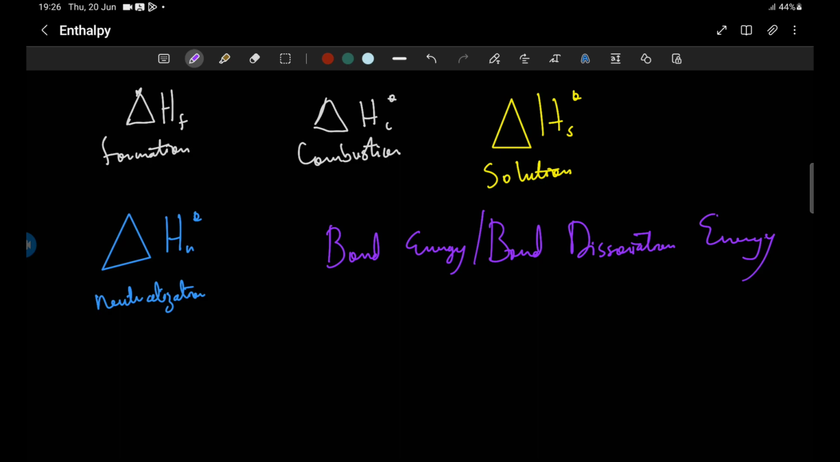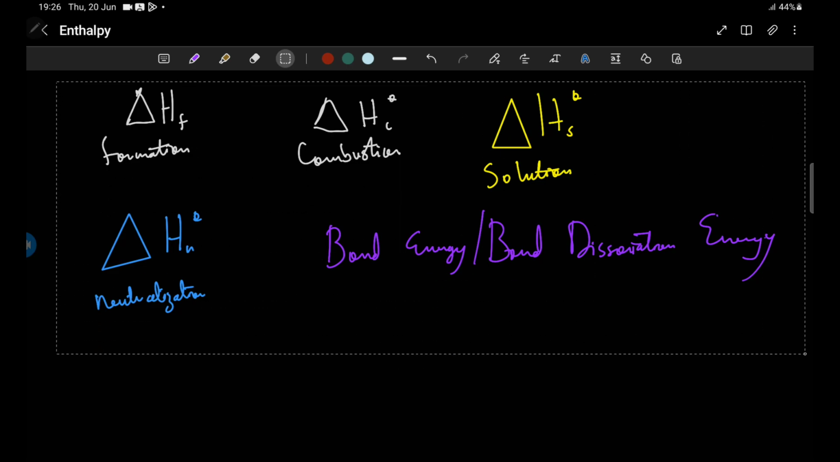Now, you need to know something, and that's the fact that the standard heat of a reaction is the amount of heat liberated or absorbed when the molar quantities of the reactants react together under standard conditions. For example, if you have carbon reacting with oxygen to give you carbon dioxide, which is an exothermic reaction.